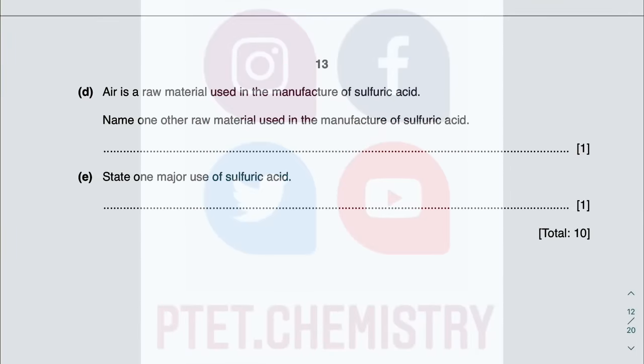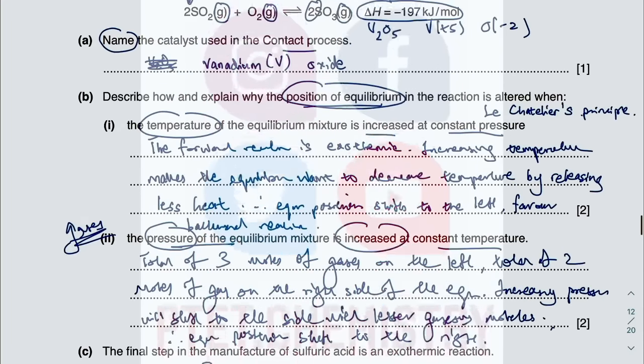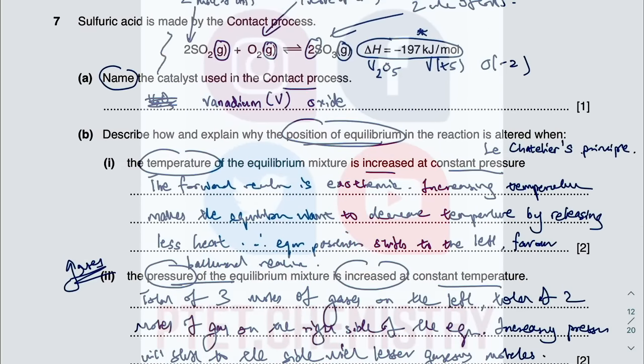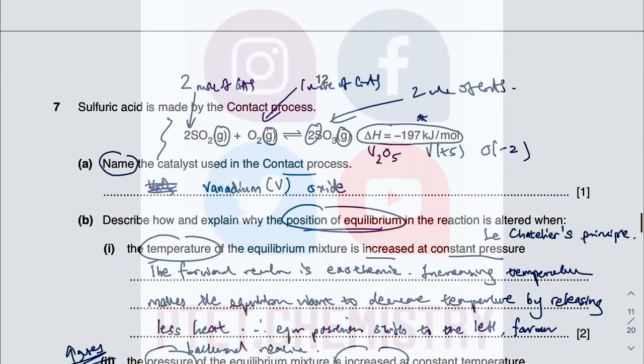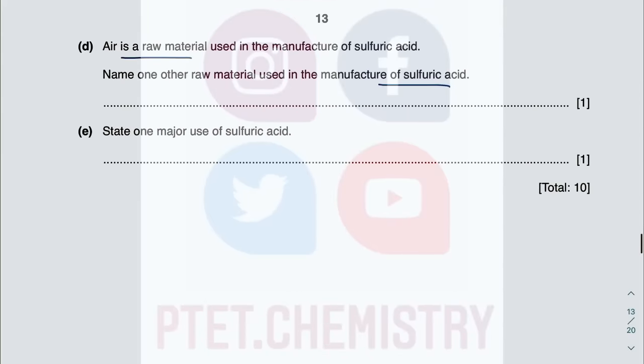Next bit. You use air as a raw material in the contact process. Name one other raw material used in the manufacture of sulfuric acid. So they've shown you one of the steps there. They've shown you another step there. So the first step before this involves burning sulfur. So step 1 involves solid sulfur plus O2 gas giving you SO2 gas. So you do actually need sulfur. Okay, raw material.